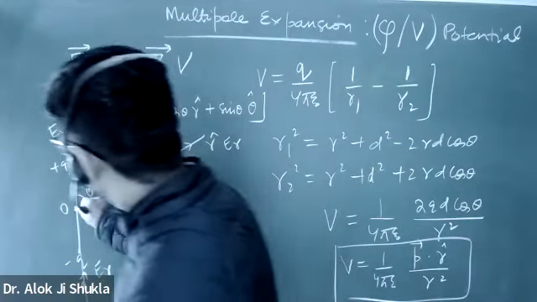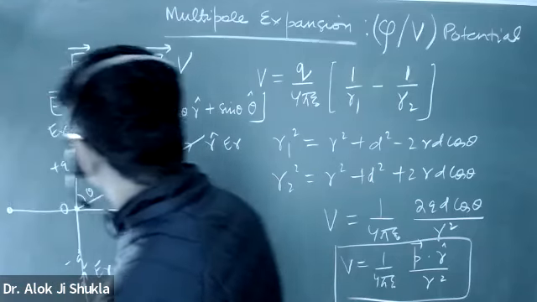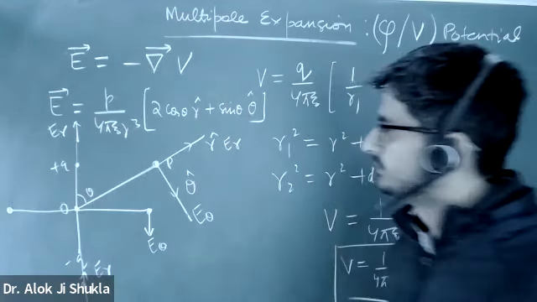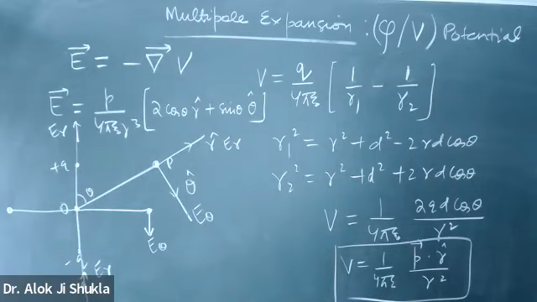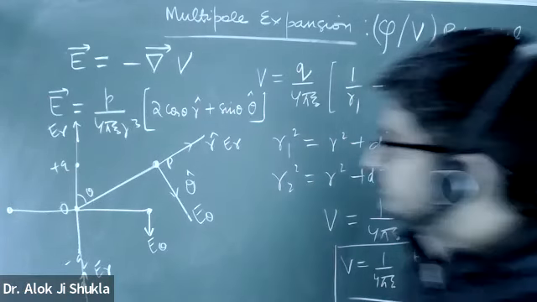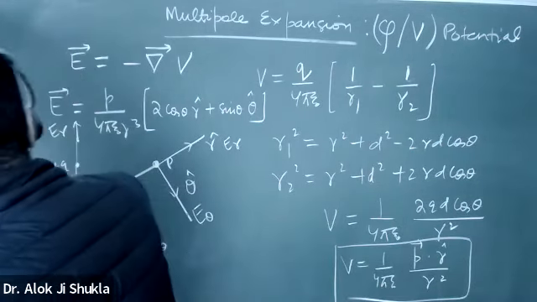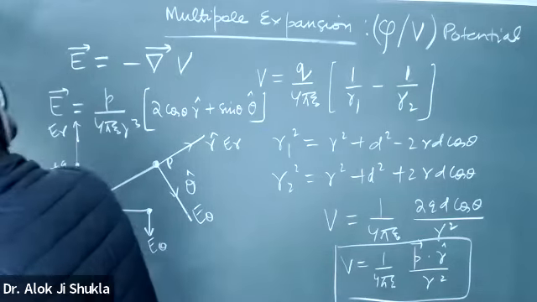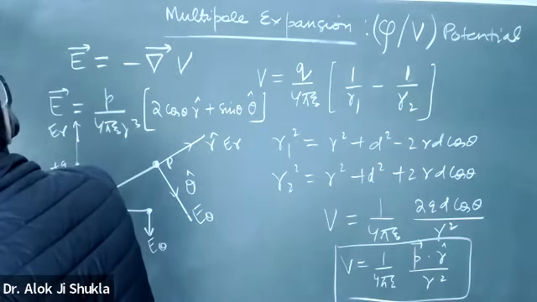At this point, theta will become how much? 180 plus theta. How much? 3 pi by 2. So 3 pi by 2 means no radial term, only ये वाला term नहीं होगा ना, only minus theta theta term.